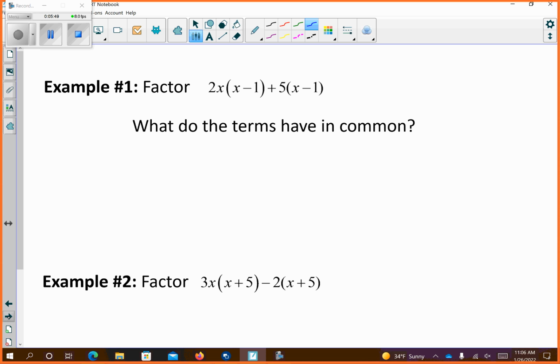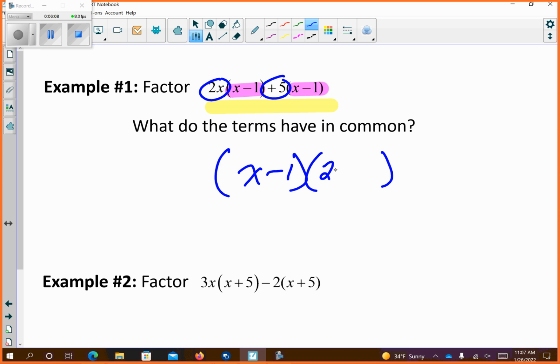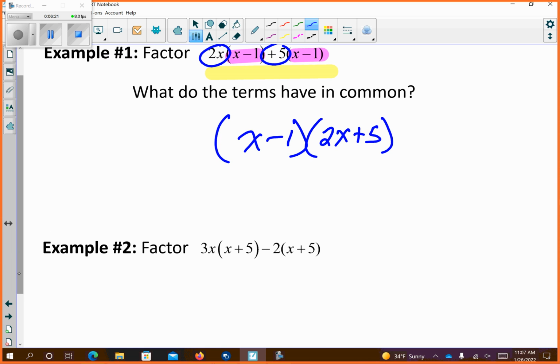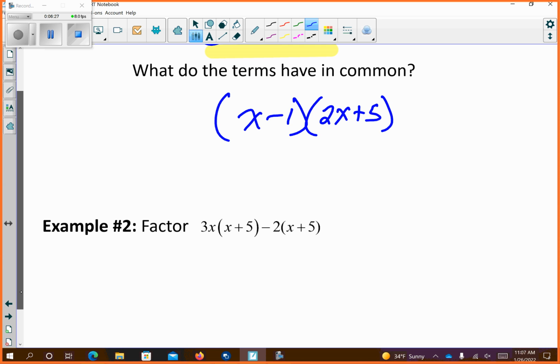All right, so we have two terms. What do I have in common between these two terms? X minus 1. So that's my first set of parentheses. What do I have left? I have 2x plus 5. You just write it right in there. Done. You're like, wait, there's got to be more to it. So this is the first skill that we're going to be learning as we progress through the factoring. We're going to be doing this kind of stuff.